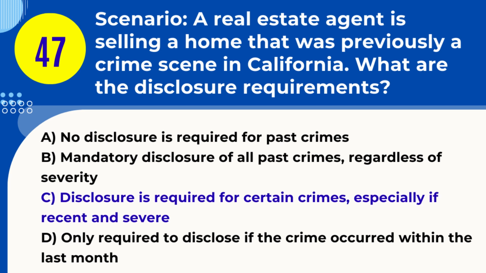Answer: C. Disclosure is required for certain crimes, especially if recent and severe. Explanation. In California, real estate agents are required to disclose if a property was a site of a crime, especially if it was recent and severe, as it may affect the property's desirability or value. However, not all past crimes need to be disclosed.